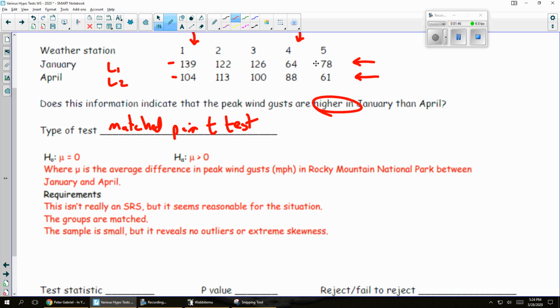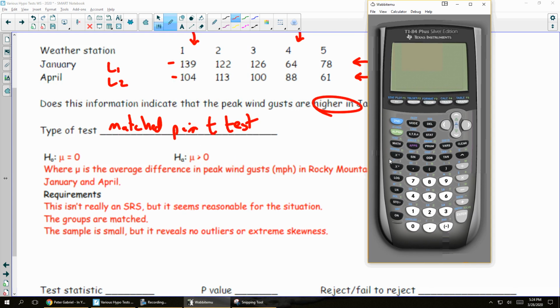to do. The weather stations themselves aren't random. They're the 5 weather stations. But it may give us a good idea for a typical year, if this year is representative of that, is January windier than April. The sample size is, the groups are matched. That's what's going on here. And I don't know sigma, so I'm going to use S. And then it says the sample is small, but it reveals no outliers or extreme skewness.